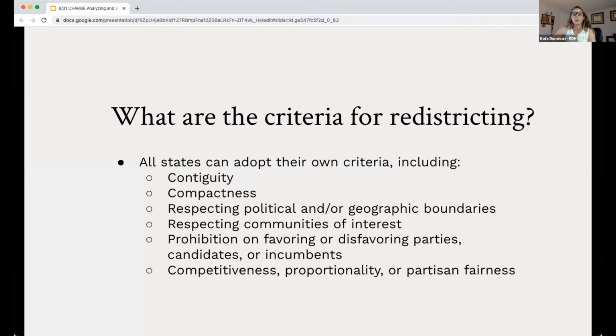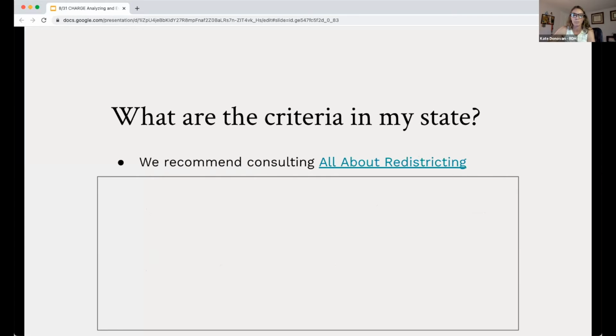Many states also require respecting political or geographic boundaries, such as minimizing the number of county splits. Many states require redistricting plans to respect or take communities of interest into account. And then some states have language trying to limit or reduce partisan bias. Most commonly, this is a prohibition on favoring or disfavoring parties, candidates, or incumbents, but a few states do have criteria that mandate competitiveness, proportionality, or partisan fairness.